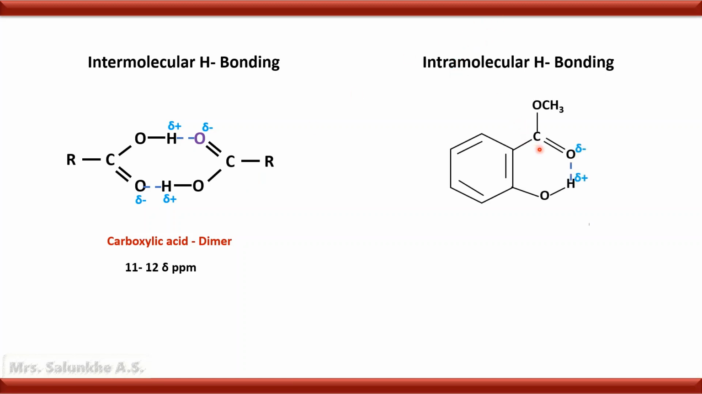The other is intramolecular hydrogen bonding. In the case of intramolecular hydrogen bonding, there is hydrogen bonding within the molecule. For example, that is methyl salicylate. The chemical shift value is between 10 to 13 delta ppm. And in the case of intramolecular hydrogen bonding, chemical shift values are independent of concentration.